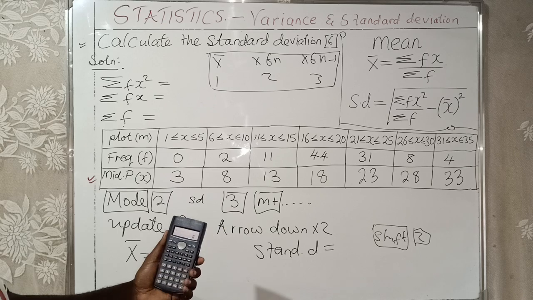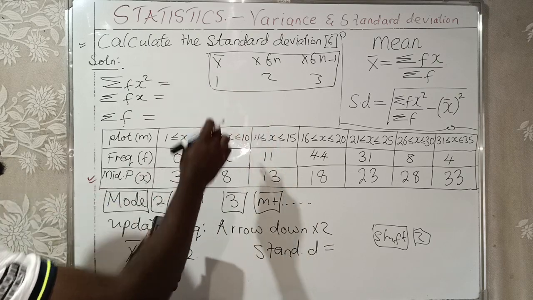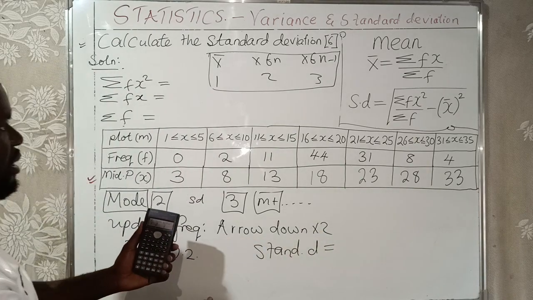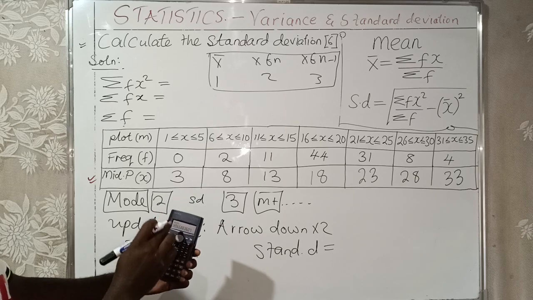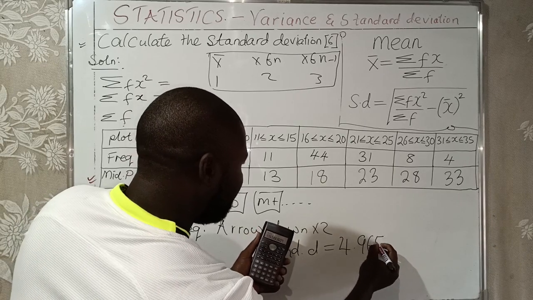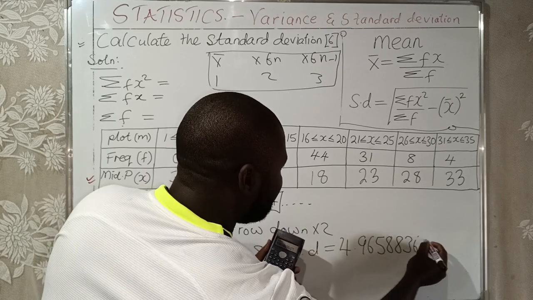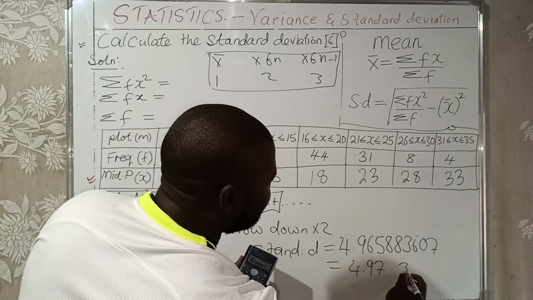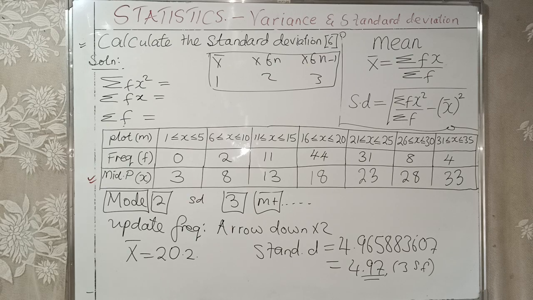Okay, clear your calculator. Again, you repeat, you say shift 2. You see this one again. Now, when you are looking for the standard deviation, you need to say 2. This one here is the standard deviation. So when you do that one, you get your standard deviation 4.965883607, and 4.97 to 3 significant figures. So basically, this is your standard deviation.